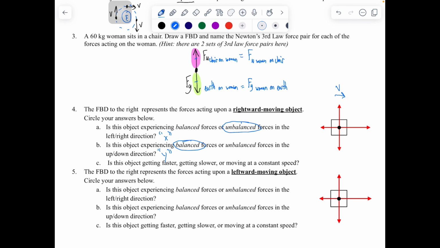Is the object getting faster, slower, or moving at a constant speed? Super important: you cannot tell what way something is moving from the free body diagram. If we just gave you these two free body diagrams, the one right here and the one right here, those are the exact same. You don't know what way the object is moving unless we tell you. Here, we know this object's moving to the right. We know from the free body diagram that the acceleration is to the right, because you always have an acceleration in the direction of your unbalanced force. That unbalanced force is what causes the acceleration. So if you have a velocity and an acceleration in the same direction, you are speeding up. You're getting faster.